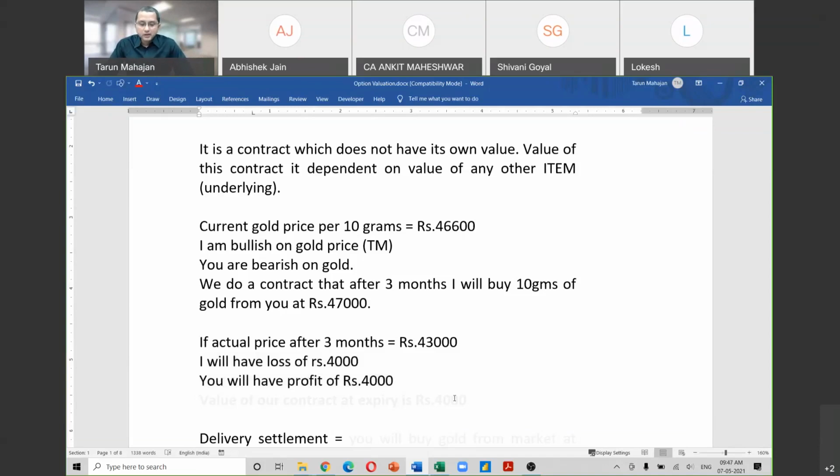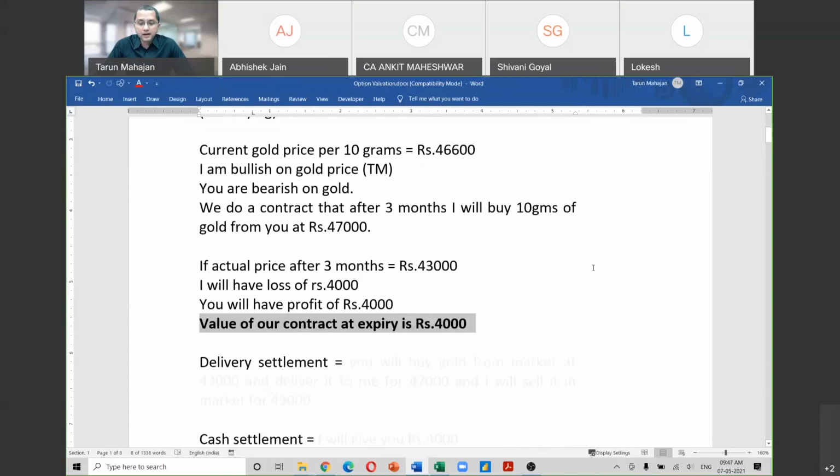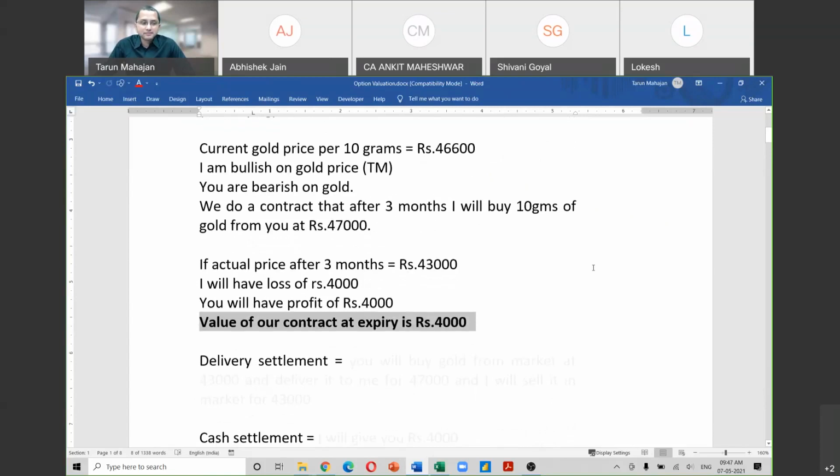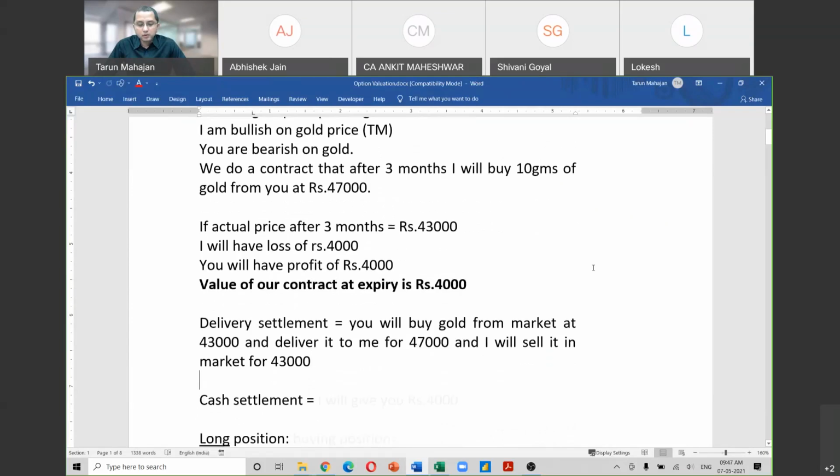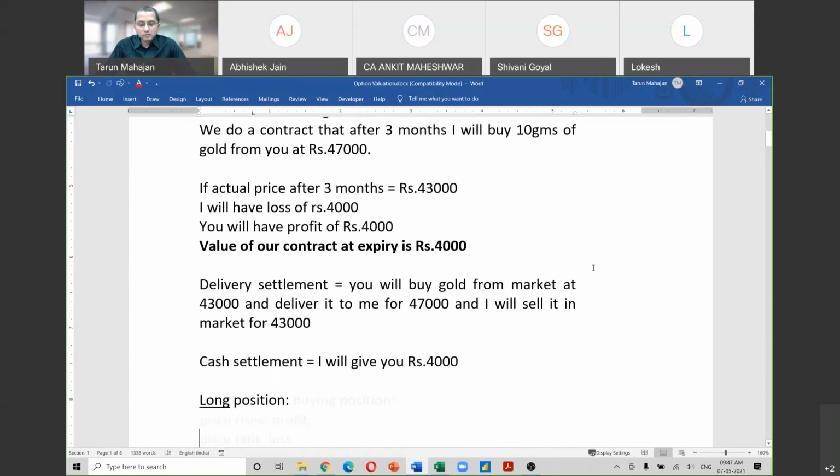So the value of this contract after 3 months, that is at expiry of the forward contract, is 4,000 rupees. The value of the contract is 4,000 and this value is derived from the value of the underlying, that is gold. As the value is derived, hence the contract is named a derivative contract. I have already explained delivery settlement and cash settlement. Now let me tell you some more terminologies quickly.